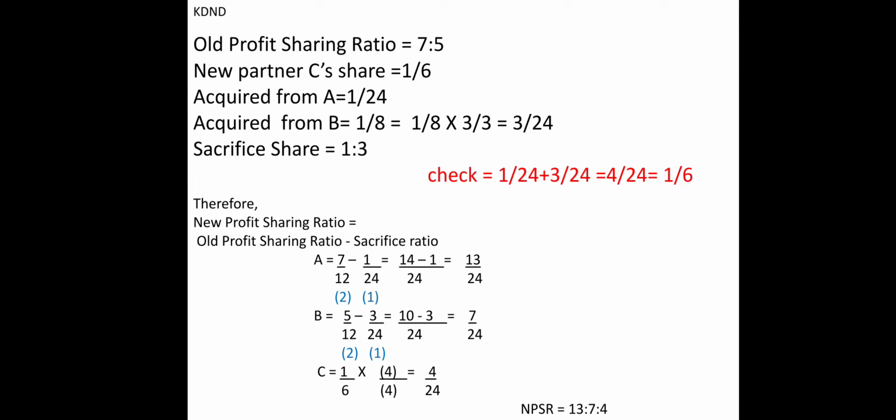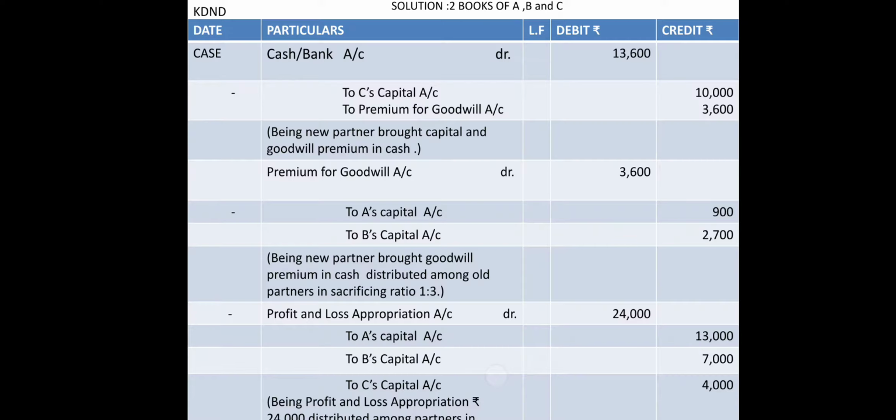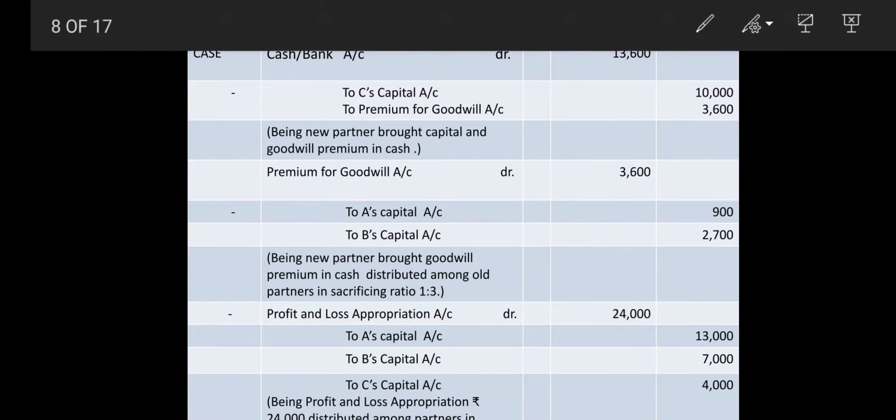Now new partner brings how much goodwill? New partner is bringing goodwill of 3,600 and capital of 10,000. So your journal entries will be passed like this: cash/bank account debit to Danish's capital and to premium for goodwill. Then premium for goodwill is distributed among the partners, so A's capital and B's capital.